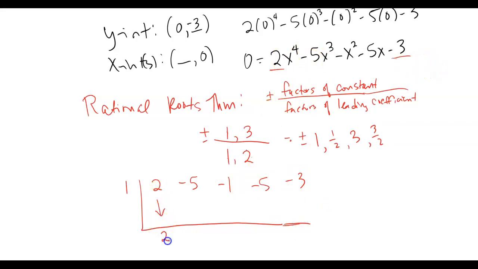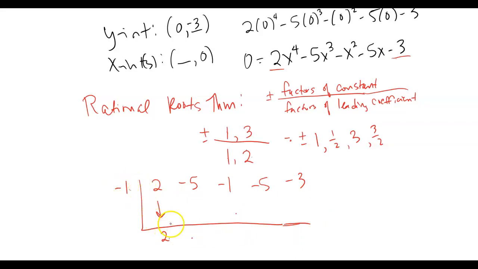So we bring down the first term, so I'm going to multiply, add, multiply, add, multiply, add, multiply. And that is definitely not a 0. So what that means is that 1 is not a solution. All right. So now I'm going to go try negative 1.